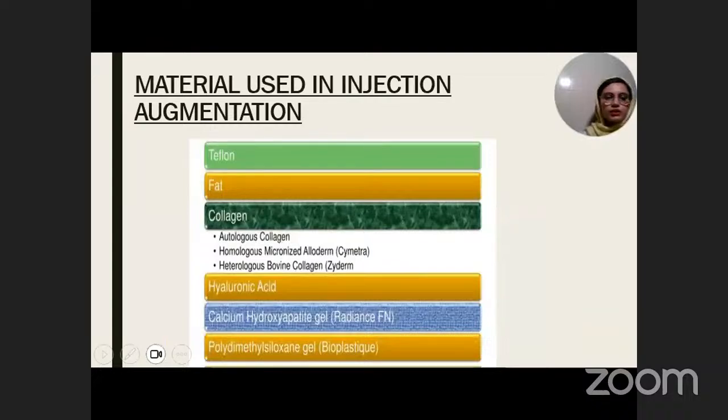What are the materials used in injection augmentation? These include Teflon, fat, collagen, hyaluronic acid, and calcium hydroxyapatite gel, which is also known as Radiesse. Results of a recent multi-institutional trial demonstrate excellent results at 12 months follow-up and showed that persistent medialization after calcium hydroxyapatite injection may be present up to 2 years or more.